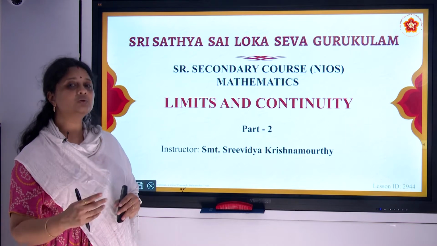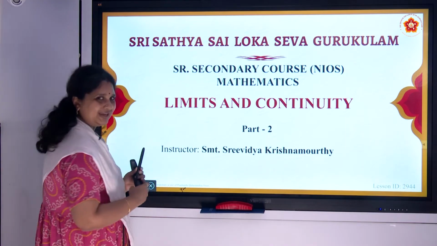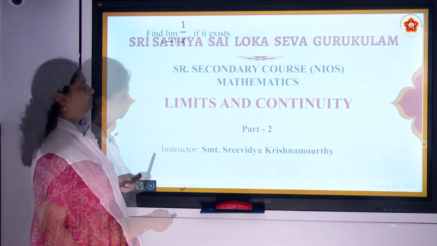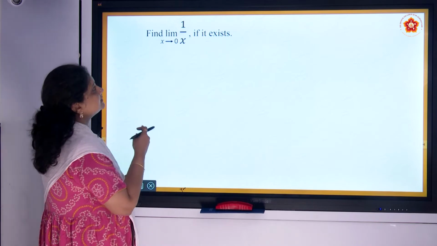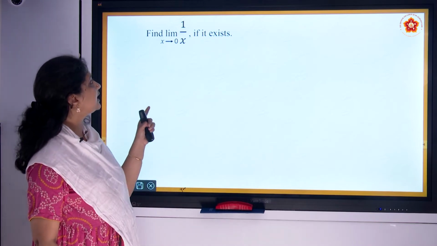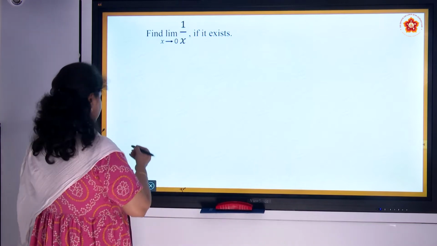So we are going to continue. We are going to do one more question similar to that. Let's quickly move on into the class. So let's do one more question. The question says, find limit x tending to 0 of 1 by x, if it exists.